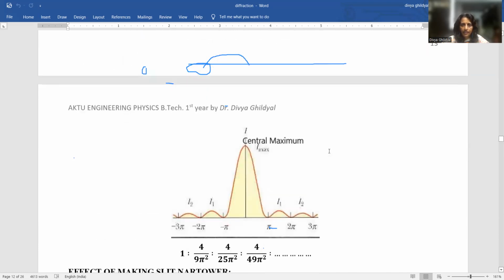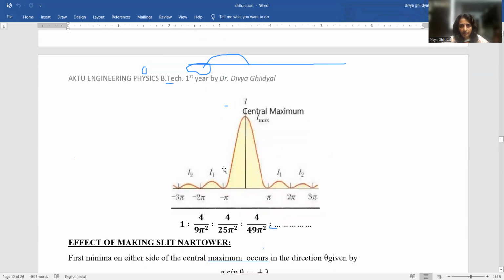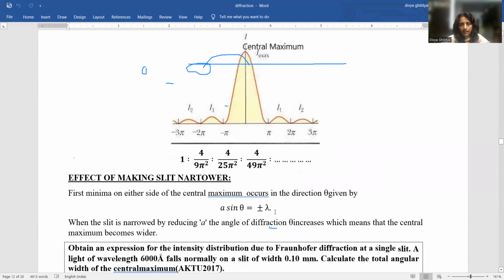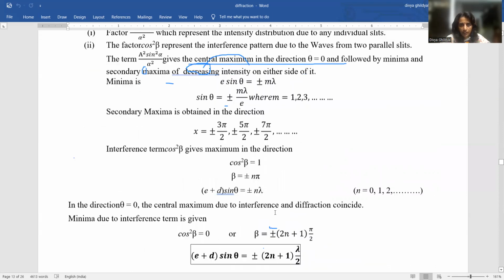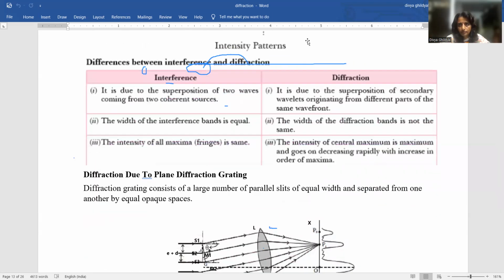Hence, the relative intensities, this is the central maxima, is given by I0 is to 4 by 9 pi square divided by 4 by 25 pi square. And this is very important. It is asked, it is a 10-mark question. Please remember that. Thank you.